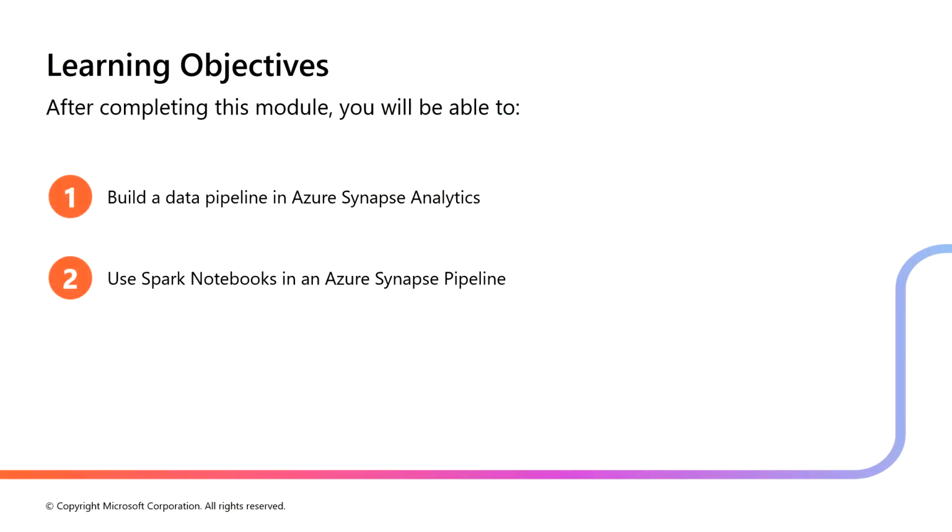These are the two learning objectives that we will be completing in this module. First is building a data pipeline in Azure Synapse Analytics, where you understand what a pipeline means, how to build one, and what activities are. The next includes how to use the notebook inside the pipeline, how to add parameterized cells, and all about the notebooks. So let's jump into our objectives.